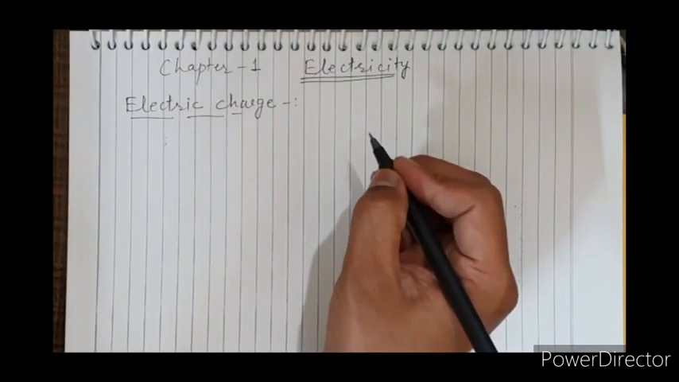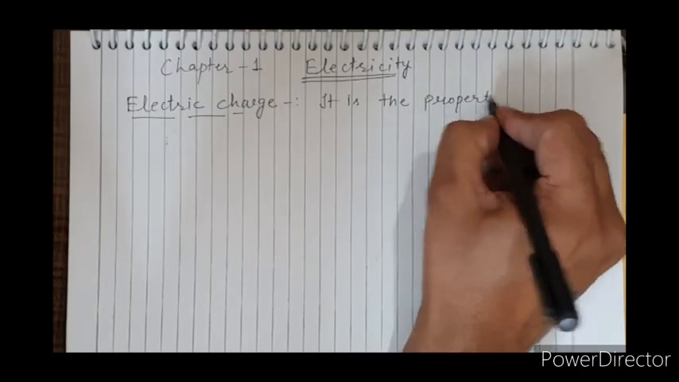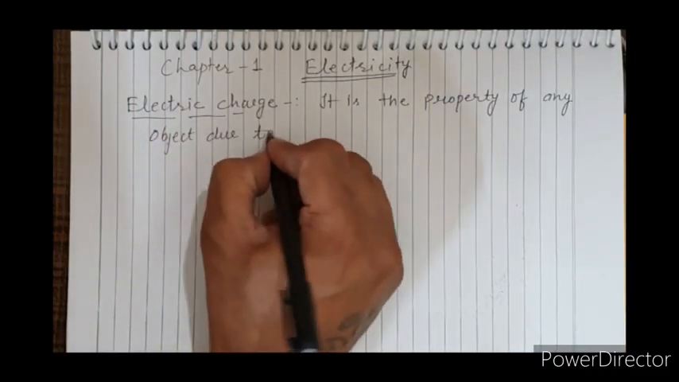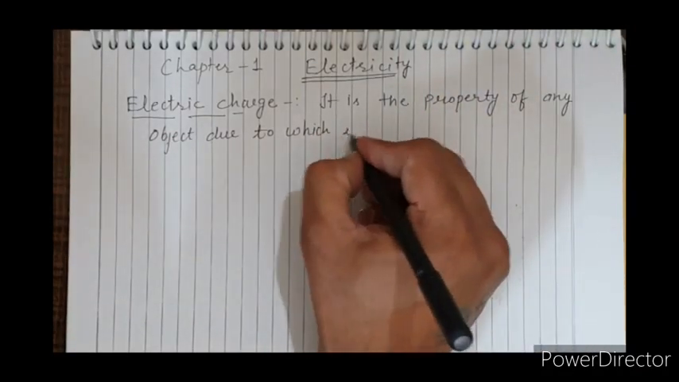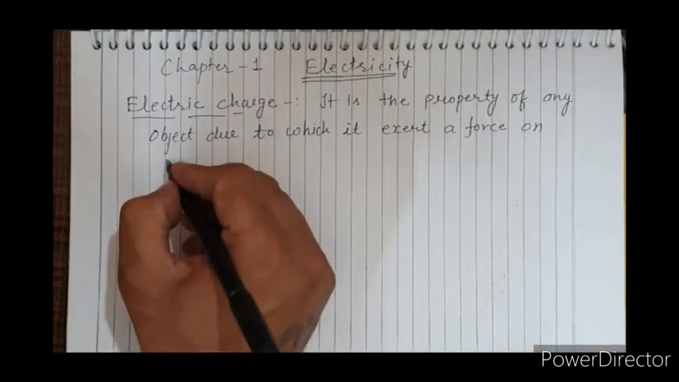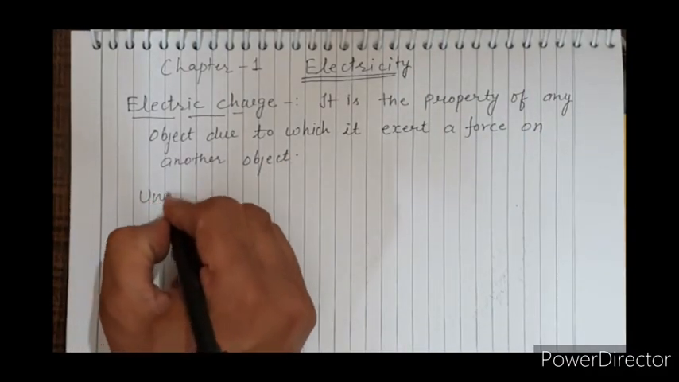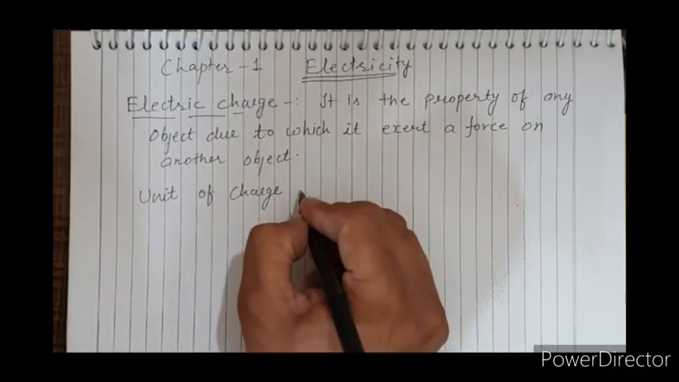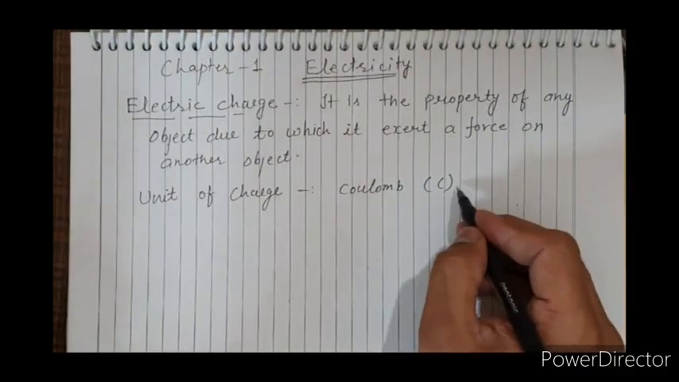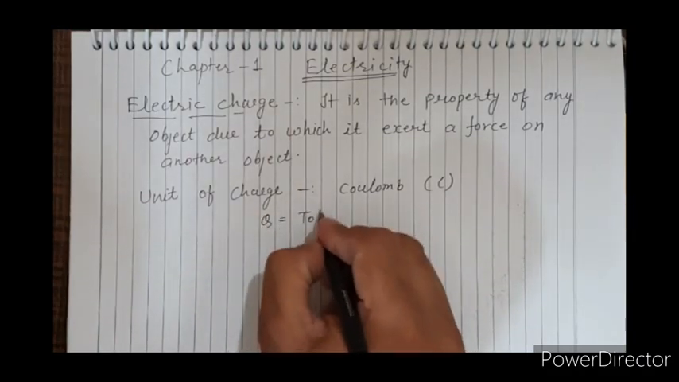What is an electric charge? Electric charge is the property of any object due to which it exerts a force on another object, and we have unit of charge is coulomb. We can represent coulomb by capital C, and notation for charge is Q. Q is the total charge.